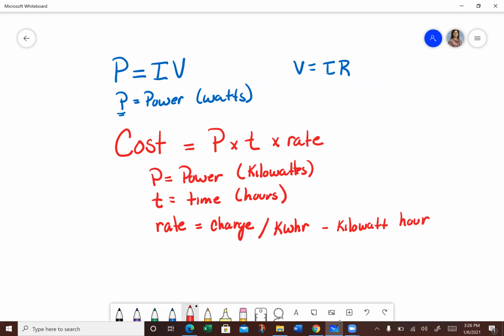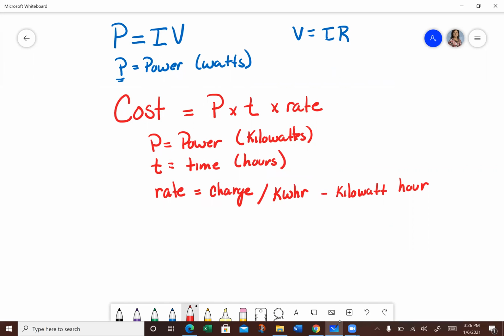The prefix of kilo is used here because we use so many watts. So there are 1,000 watts in 1 kilowatt. Okay, 1,000 watts equals 1 kilowatt. All right, so our cost is power times time times rate.